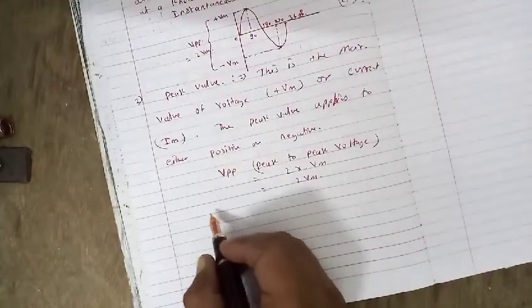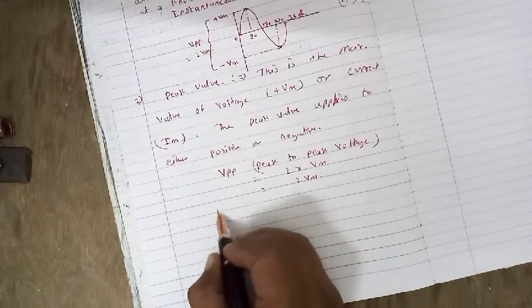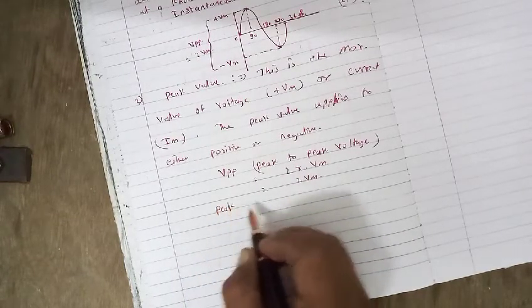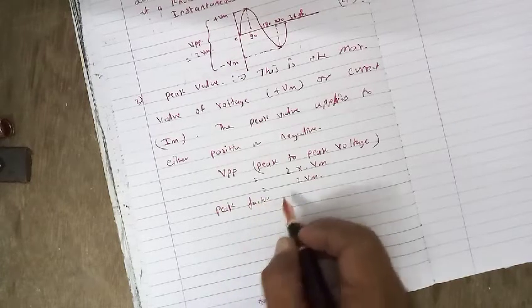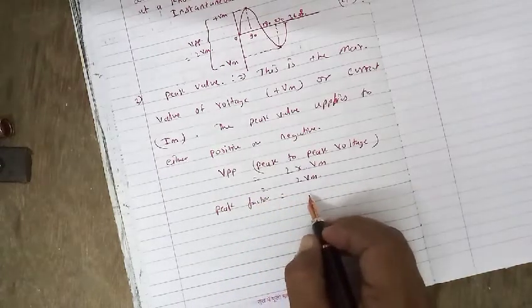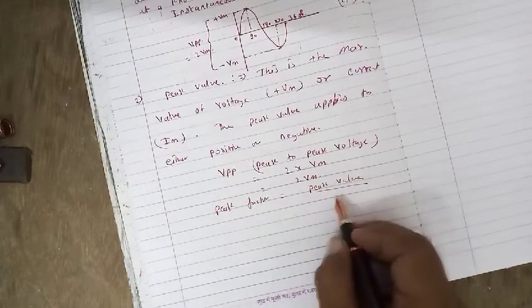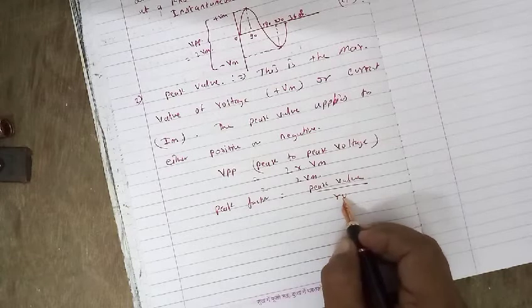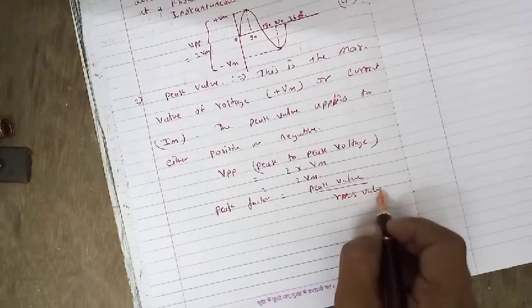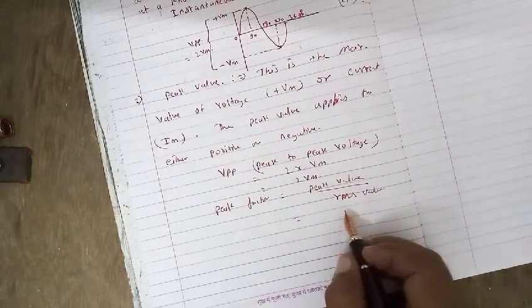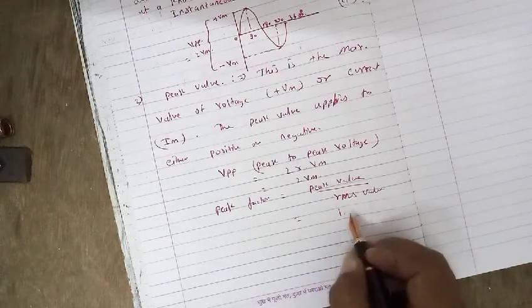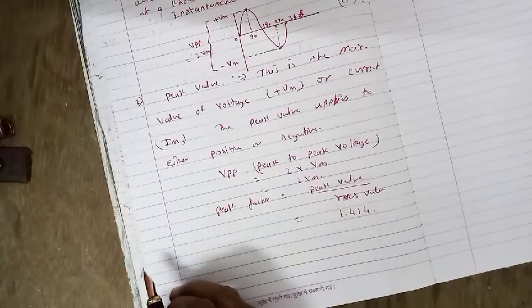From this peak value you will be obtaining the factor. That factor is called the peak factor. This factor is given by peak value divided by RMS value, and the value that occurs is 1.414. It is the standard value for the peak factor. So the second one you are getting is the peak value.